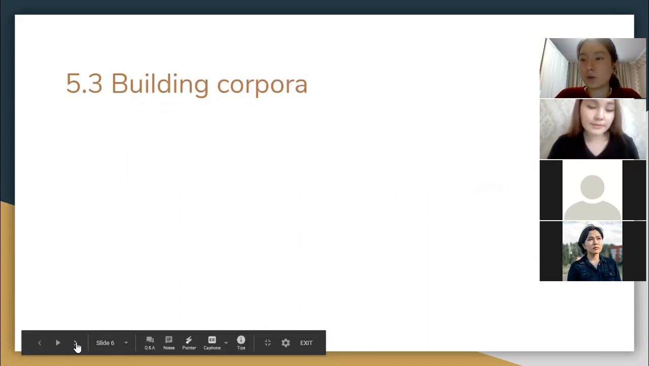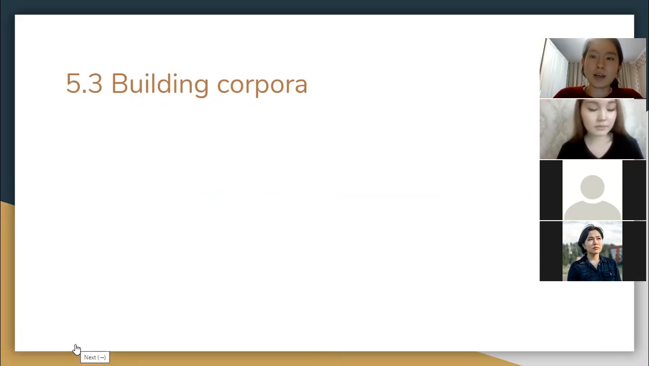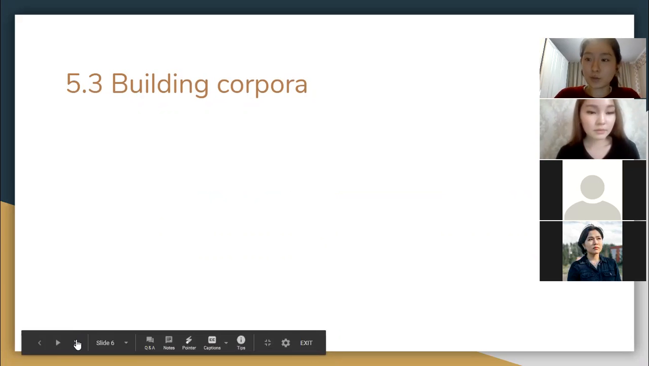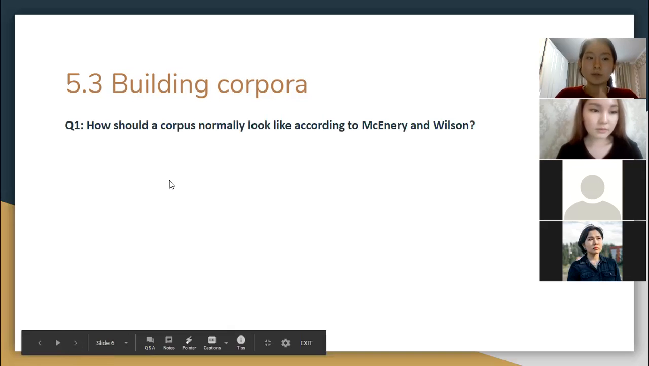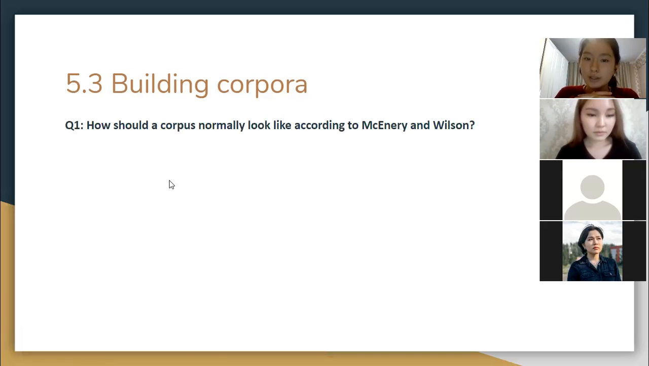So about building a corpus, now we are a little bit familiar with corpus linguistics, and building a corpus is very important because as a researcher, you cannot just choose whatever text you want. And so my first question will be, how should a corpus normally look according to McEnery and Wilson? Who wants to answer? So it must be maximally representative, right? And it can't be infinite, right? It should be of a certain size, and it should be machine readable. Yeah, thank you for your answer.